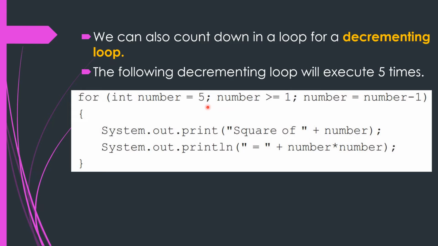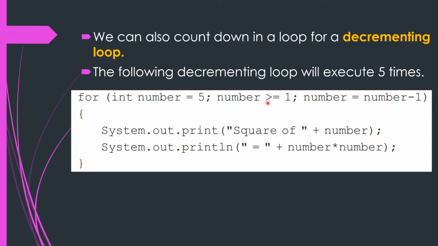So what will happen is that first of all the test condition will be tested on the initialized value. It will be tested whether 5 is greater than or equal to 1 or less than 1. Since 5 is greater than or equal to 1, the statements are printed, and then after this step number is equal to number minus 1 takes place.